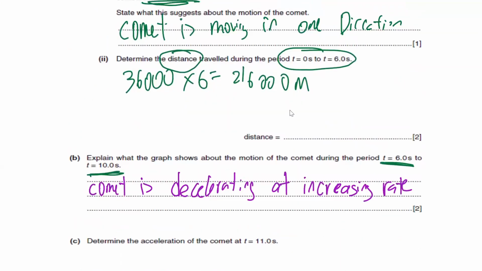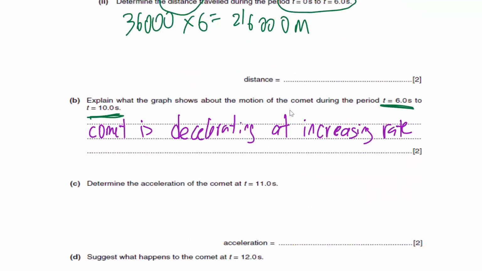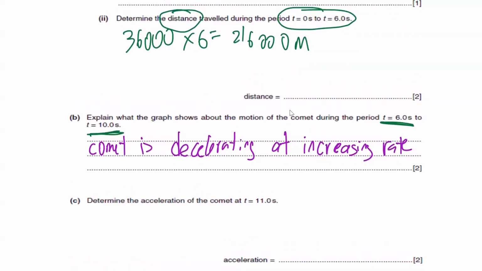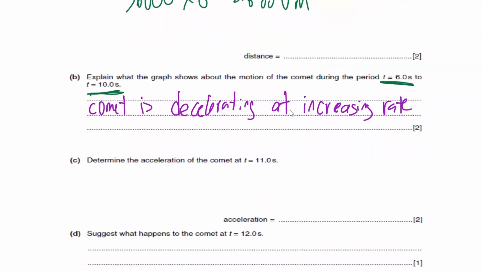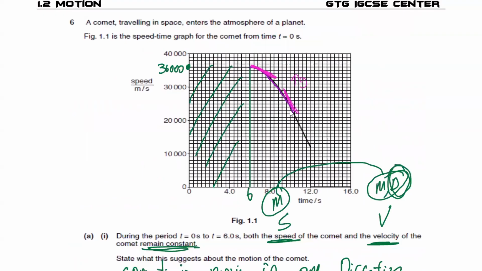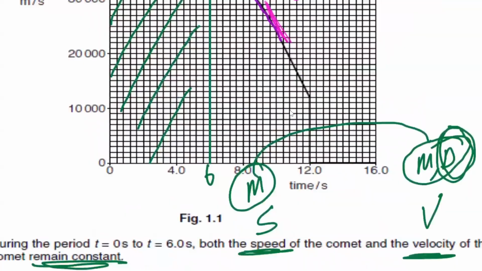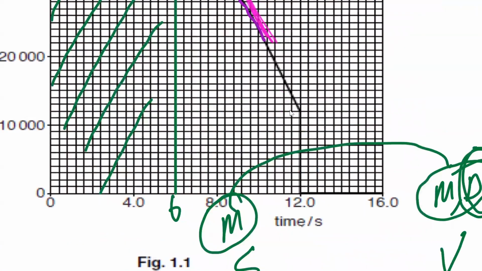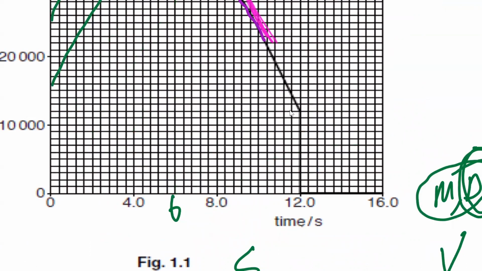Then after that, they ask you to once again find the acceleration of the comet at 11 seconds. Which part of the graph tells me the acceleration again? Gradient. Excellent. So 11 seconds is here, right? Where is 11? Here's the point. Okay, it's 11.